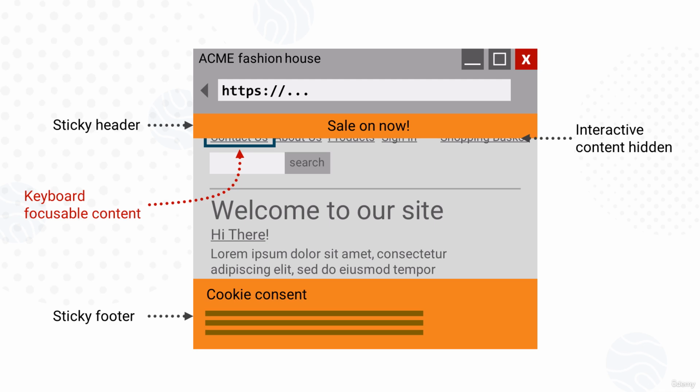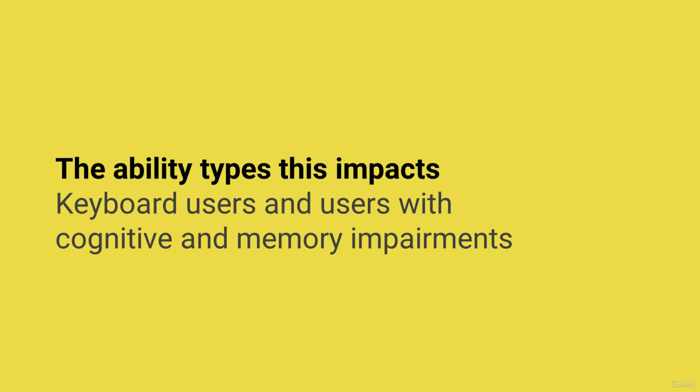The criterion benefits all keyboard users, particularly some users with cognitive or memory impairments, by ensuring that it's easy to identify where the focus position is at all times. So we know the problem the criterion attempts to solve, but what is the impact to a user?